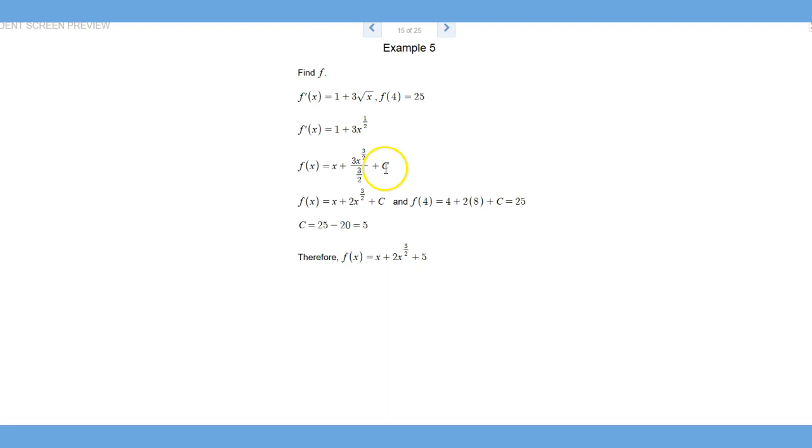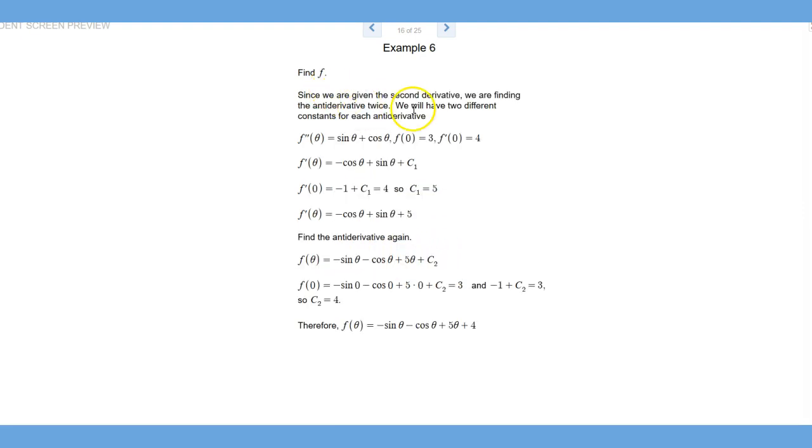solve for this constant. So the antiderivative of 1 plus 3x to the 1/2: I replace 1 with x. I add 1 to my power of 1/2 to get 3/2, and then divide by 3/2, and I tack on that c. Simplify. This is my general antiderivative. Now I evaluate it at x equals 4, set it equal to 25, and solve for c, and I get c equals 5. So therefore this is my particular antiderivative.